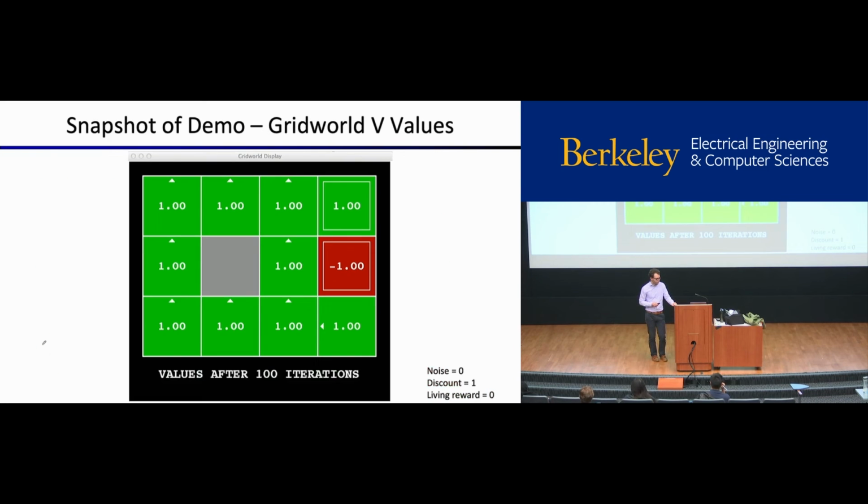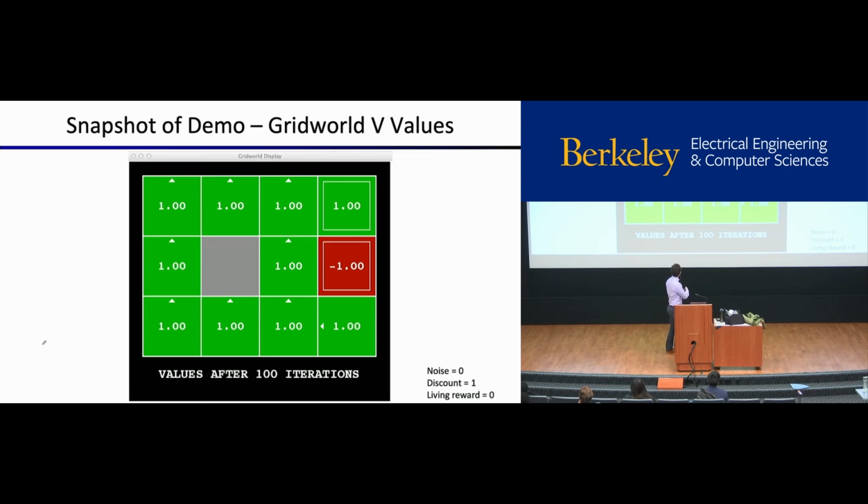Okay? All right, so here's the grid world from before, and I've drawn the value of the different states on here for some noise and some discount and some living reward. This is the easy case. We have no noise, so our actions always do what they're supposed to do. We have discount equals 1, which means we're not discounting, and the living reward is 0, so we don't even have to think about the living reward.